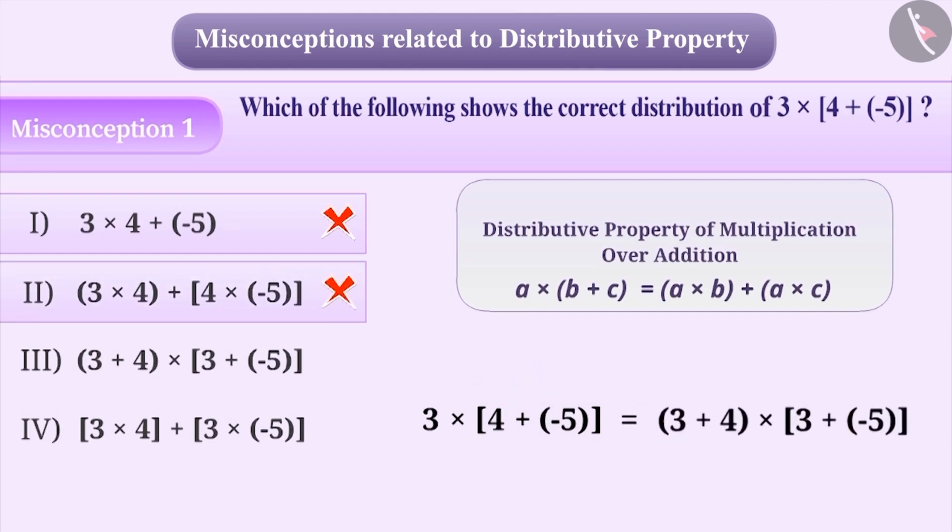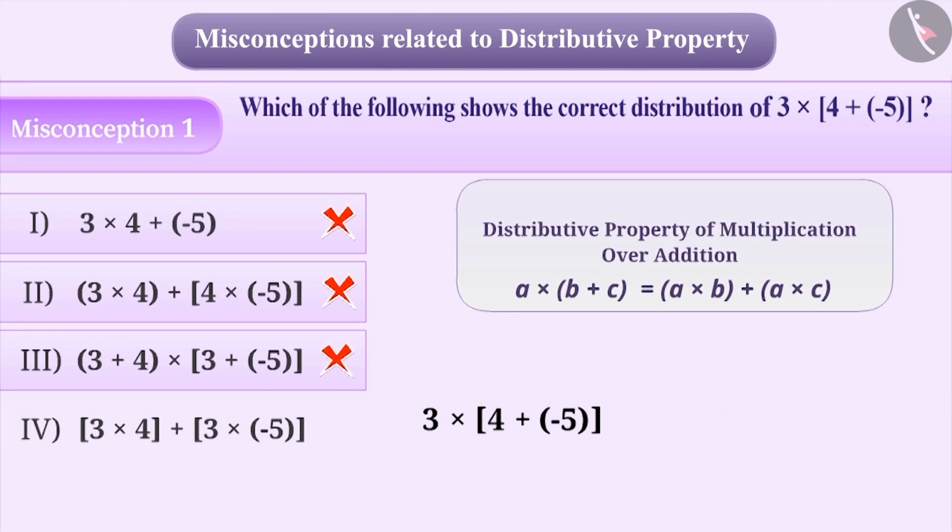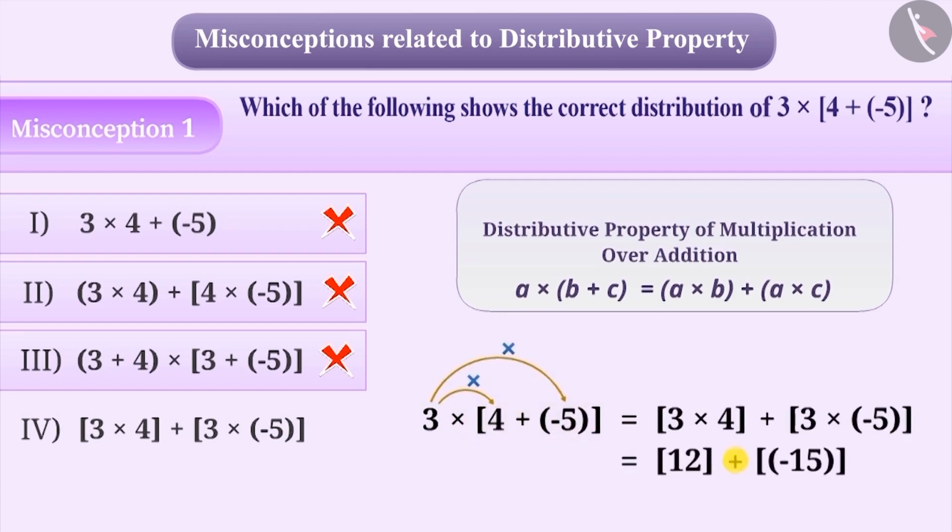Similarly, some kids instead of distributing multiplication over addition, distribute the addition over multiplication. This is also incorrect. The correct solution to this is, first you either add the numbers written inside the bracket and then multiply the result with the number written outside the bracket, or first multiply the number written outside the bracket with both the numbers written inside the bracket and then add the results. So, option 4 is the correct answer.